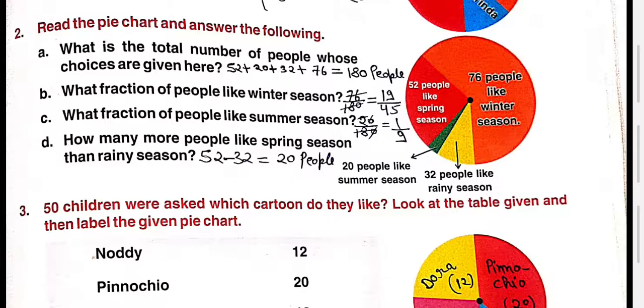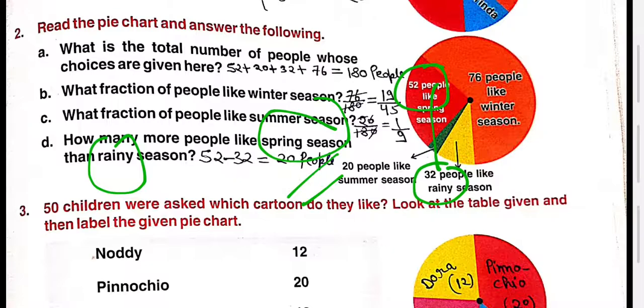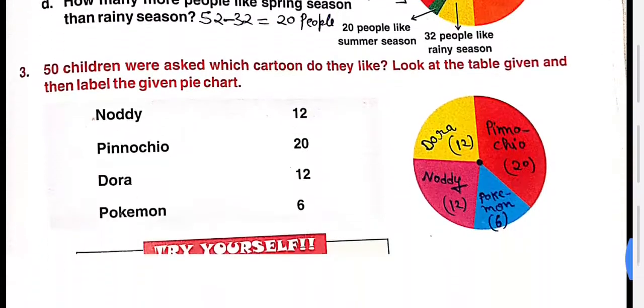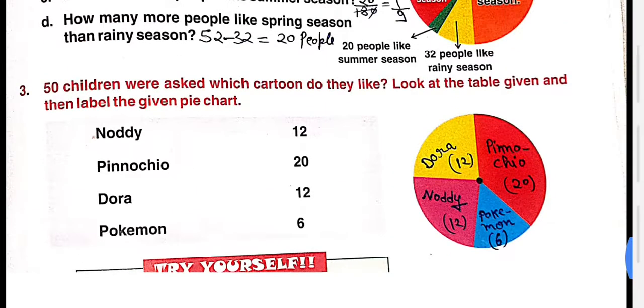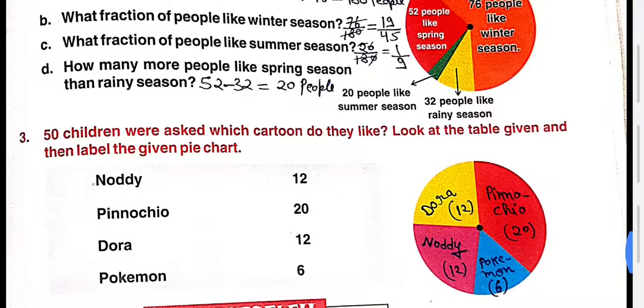How many more people like the spring season than the rainy season? They are doing a comparison between spring and rainy. The spring one is 52 and rainy is 32. So find the difference between 52 and 32. What is the difference? 20 people. So your answer is 20 people. Now come to the next one, the last question of this video.